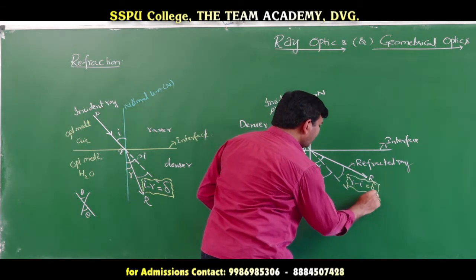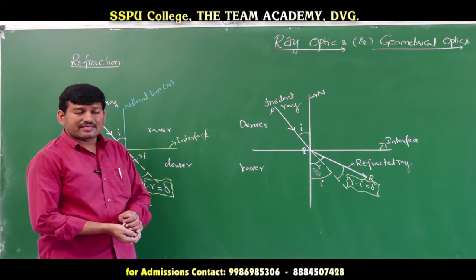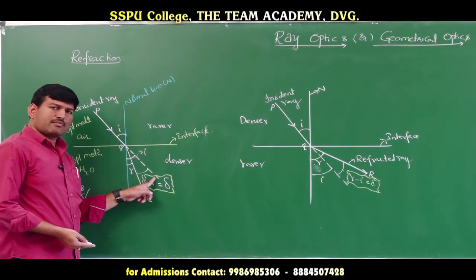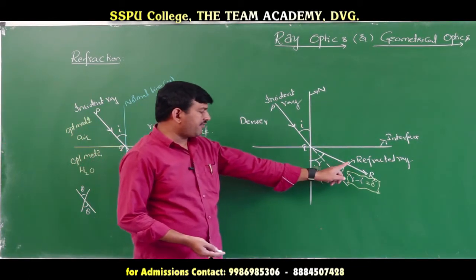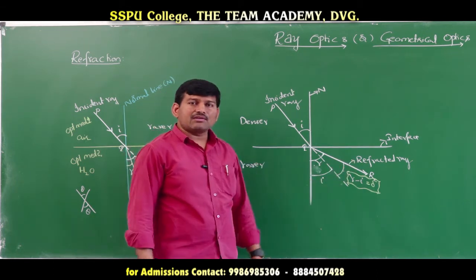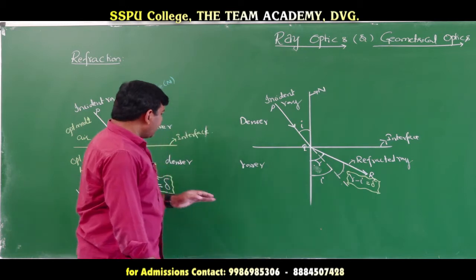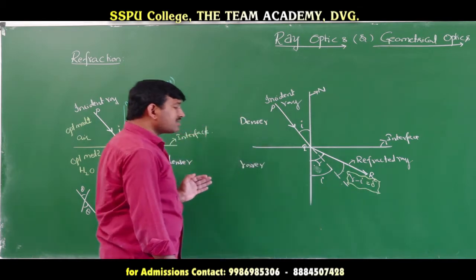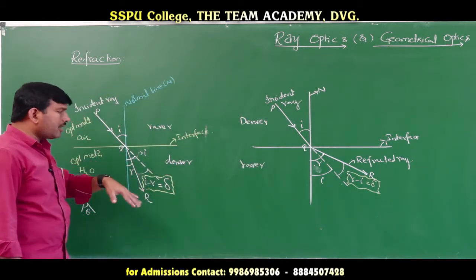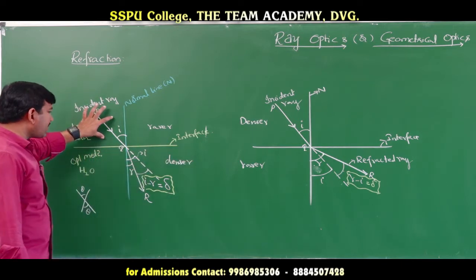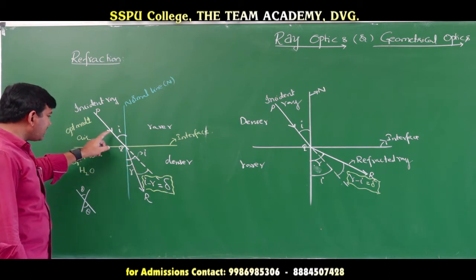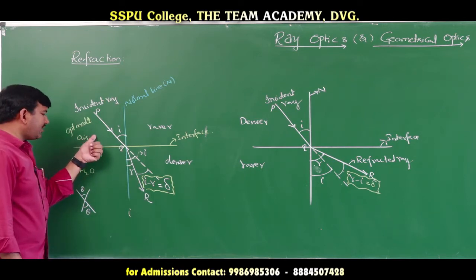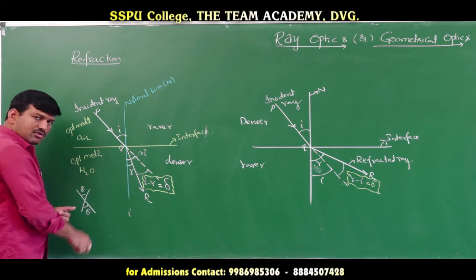The angle between the refracted ray and the incident ray direction is said to be the angle of deviation. Is it clear? So, in this case deviation is equal to I minus R, whereas in this case deviation is equal to R minus I. That depends on whether the light is traveling from rarer to denser medium or denser to rarer medium. When light ray travels from rarer medium to the denser medium, the angle of incidence is greater than the angle of refraction, and the refracted ray will bend towards the normal. That is the first point.